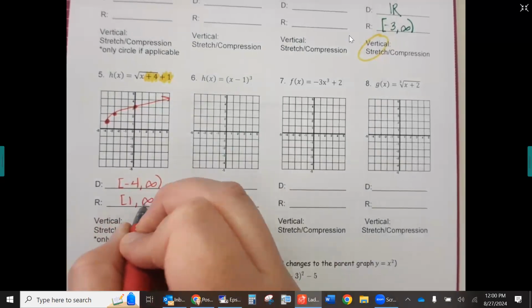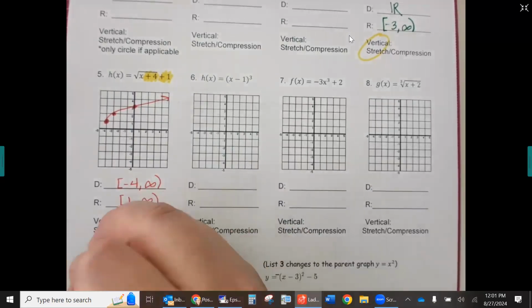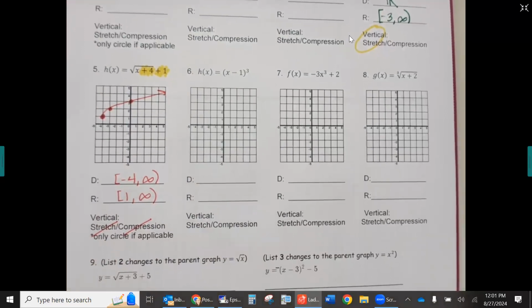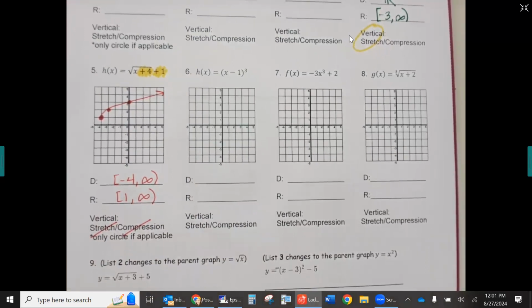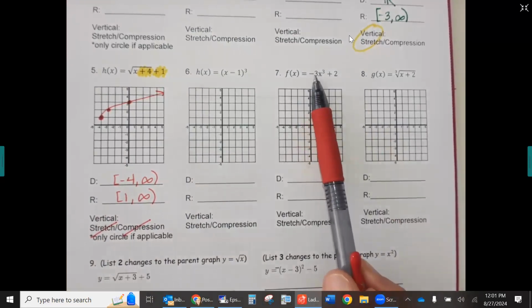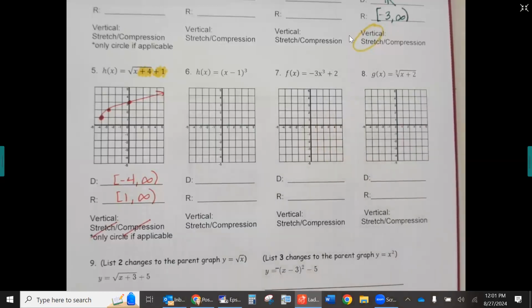Okay, then, did this one have a vertical stretch or compression on it? No, so you would not circle either one. So I'm just gonna cross them out. Okay, you're only gonna circle that if there's a number in that position. Okay, last thing I want to remind you of from this section is what does the negative in front do? Flip it. Flips it. So your normal x cubed is a squiggle up. This one's gonna squiggle down.